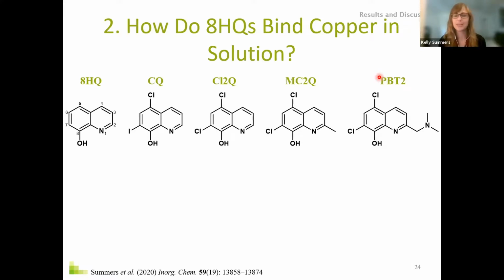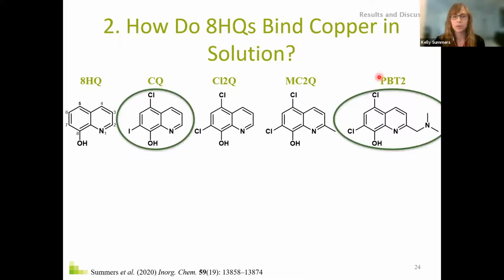And on we go to the next question, which was how do 8-hydroxyquinolines bind copper in solution? So we looked at a number of different 8-hydroxyquinoline-based chelators. The two that I wanted to draw your attention to are clioquinol, CQ, and PBT2. These ones actually showed the most promise as potential Alzheimer's therapeutics, and so these have been studied the most, I guess, within the literature.